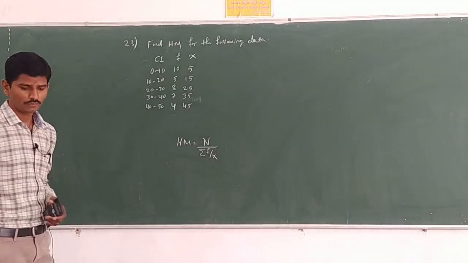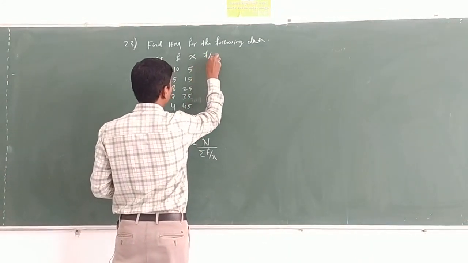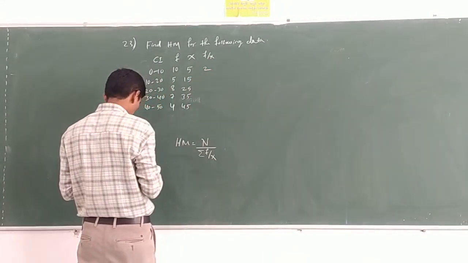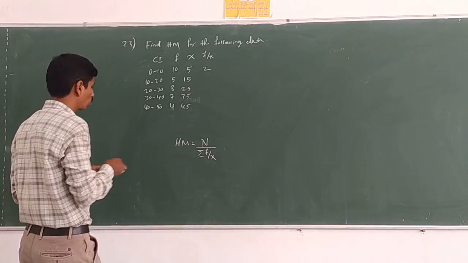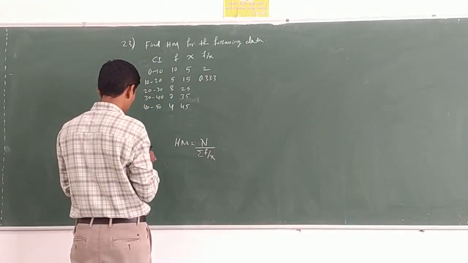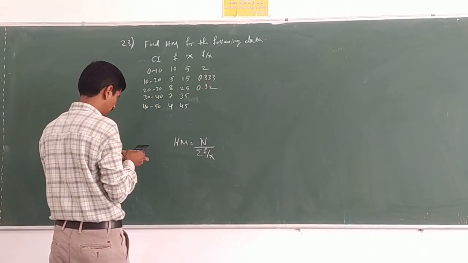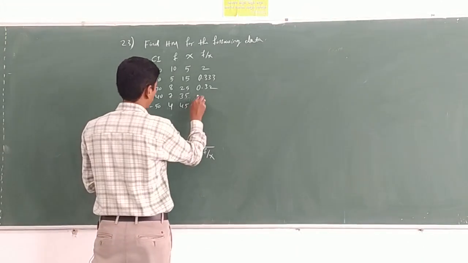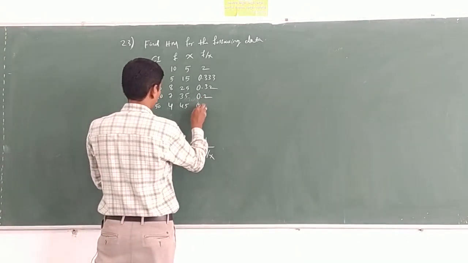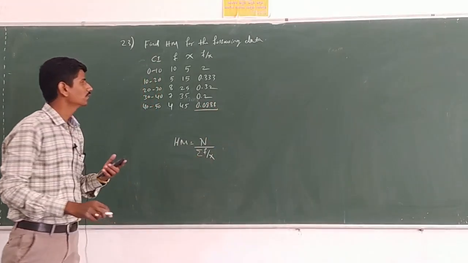The next one is we want f by x. Here 10 by 5 is 2, 5 by 15 is 0.333, 8 by 25 is 0.32, the next 7 divided by 35 is 0.2, and 4 by 45 is 0.088. Here it is the f by x column.